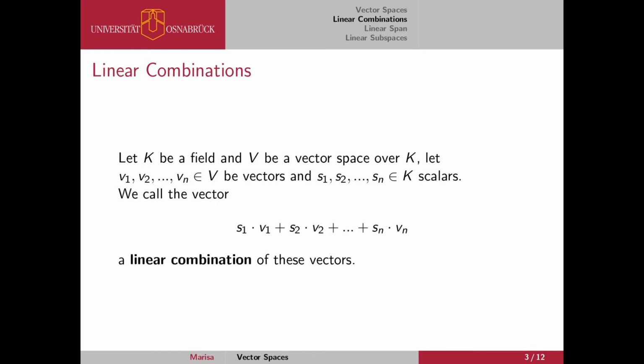Now, if we combine them in the following way, s1 times v1 plus s2 times v2, and so on until sn times vn, we call this vector, the vector we created with this combination of the vectors and the scaling of these vectors with the scalars, a linear combination of the vectors. So in other words, a linear combination of a set of vectors means that we linearly combine them in the sense that all the vectors are added together and we additionally weight or scale them with the scalars.